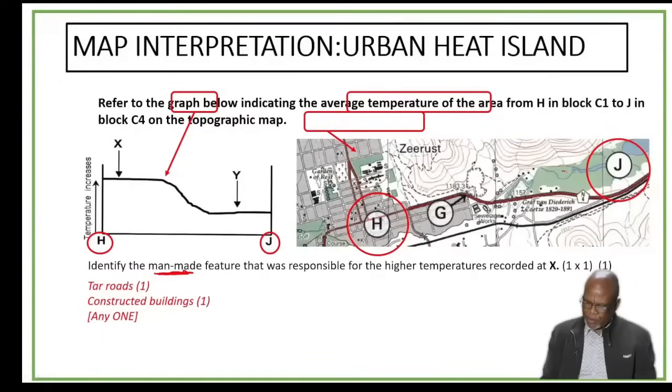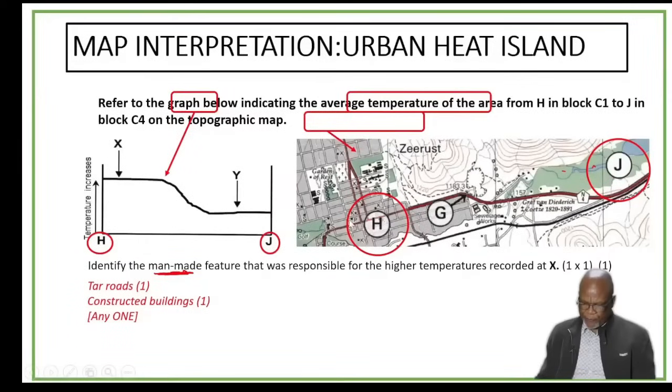And now, when you're looking at this rural area over here, what will make the temperatures cooler at this point? Why will temperatures be cooler at this point? Number one, you can see there's vegetation there. You can see there's a river there. So these are the natural features. So the question could be, what is the natural factor that is going to make the temperatures lower here? It is the natural vegetation here. It is also the river that is going to make the temperatures lower.